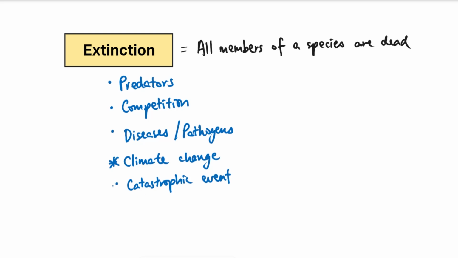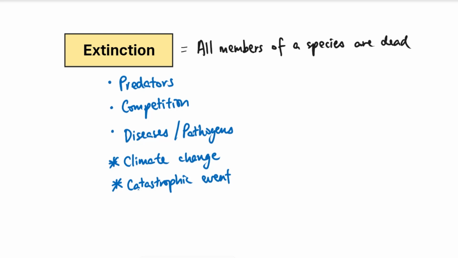Finally, a catastrophic event might cause extinction as well as mass extinction, actually. Again, these are examples of like volcanic eruptions, or a meteor strike or asteroid landing on the planet, which could kill lots of organisms in a very short amount of time. And if a species lives in that area and nowhere else, then obviously they will be wiped out in that single catastrophic event.